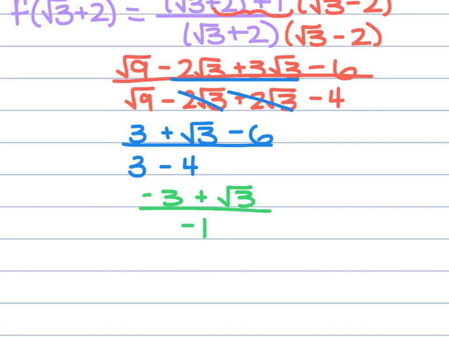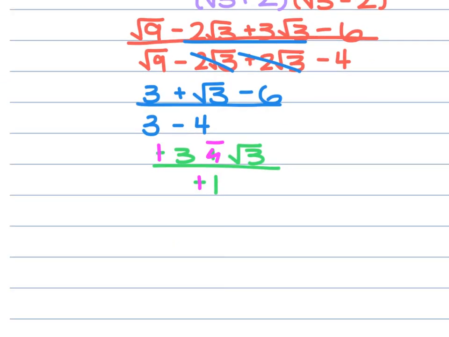Change the sign on your top. This is going to be positive. This is going to be negative. That becomes positive. So we're just left with 3 minus the square root of 3.